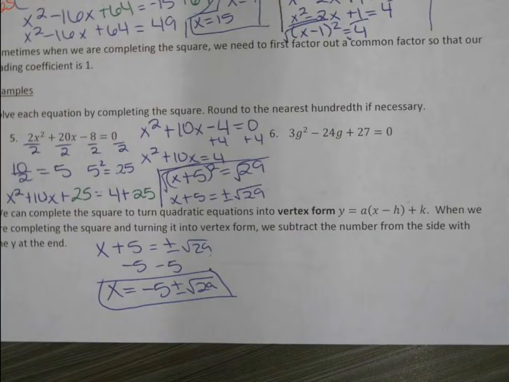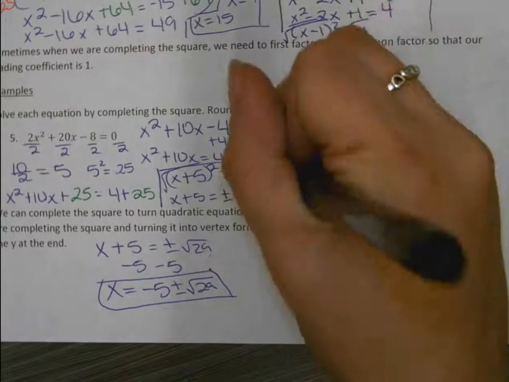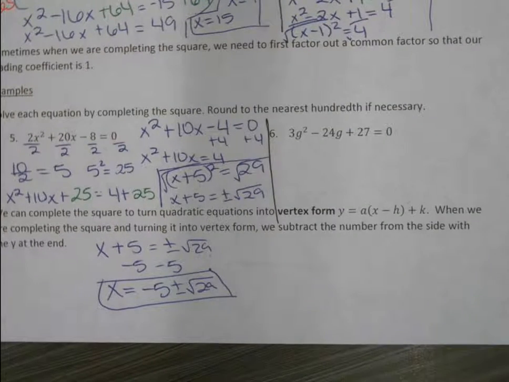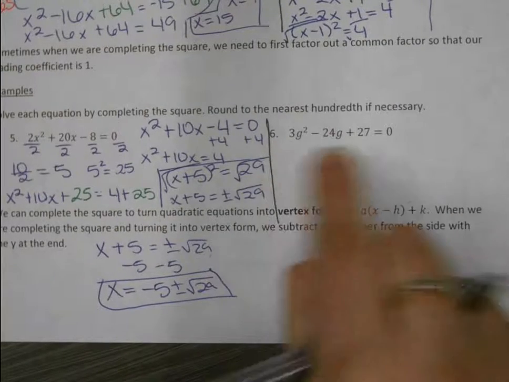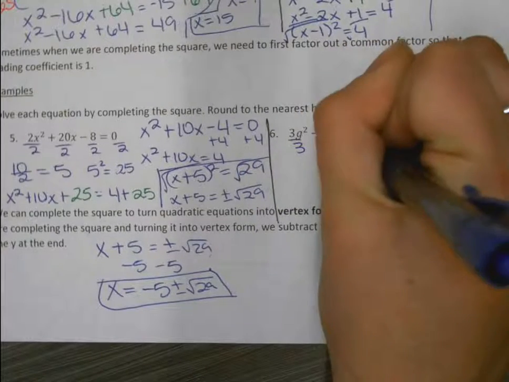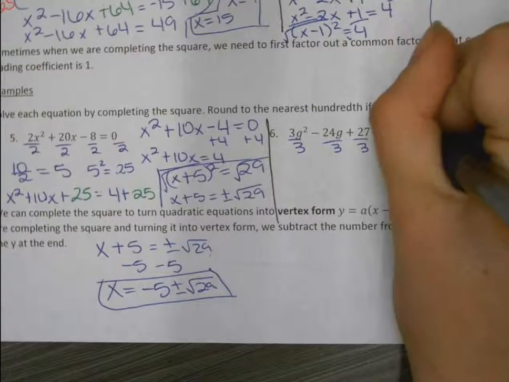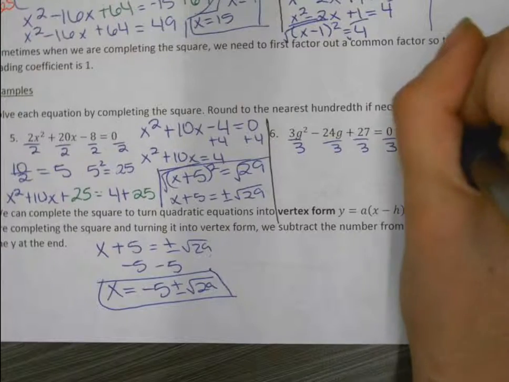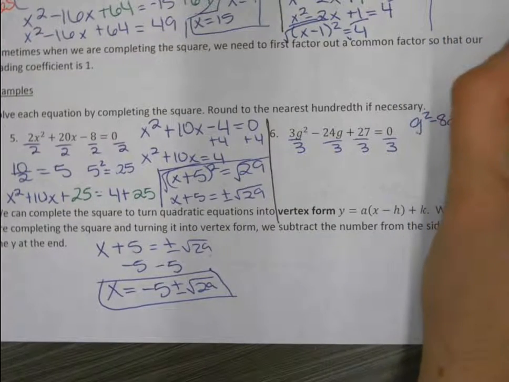Any other questions? Same thing on number 6. Everything can be divided by 3. So I'm going to divide them all by 3. And I get g squared minus 8g plus 9 equals 0.